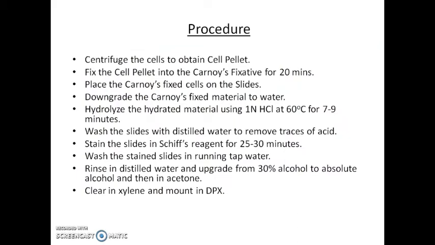The procedure which we follow in this staining is to centrifuge the cells to obtain the cell pellet, then fix the cell pellet in the Carnoy's fixative for 20 minutes. Place the Carnoy's fixed cells on the slides, then downgrade this fixed material to water. Hydrolyze the hydrated material using 1 normal HCl at 60 degrees Celsius for 7 to 9 minutes. Then wash the slides with distilled water to remove the traces of acid.